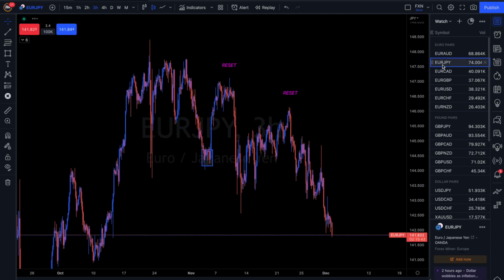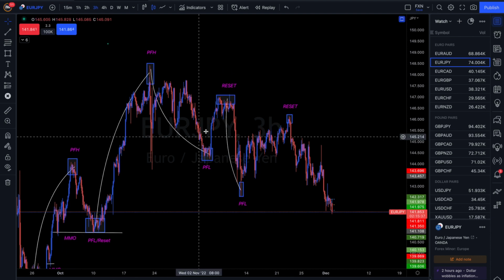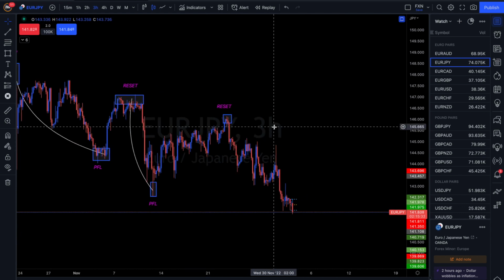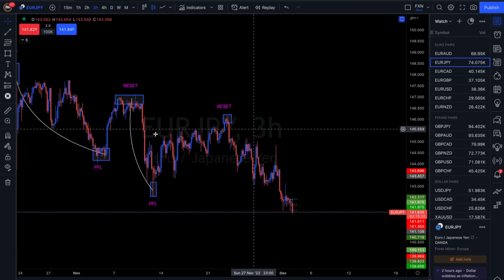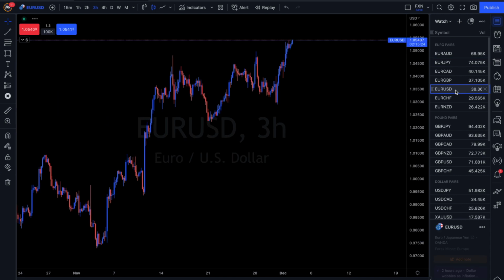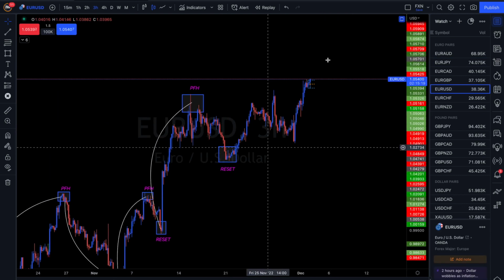Look for pairs that are coming off of brand new resets, brand new peak formation highs, brand new peak formation lows. So the best examples that I can give, guys, on that are happening right now are the USD pairs and JPY pairs, because they're all resetting or all coming off of brand new peak formations. So these are all very good pairs to be trading right now because you have plenty of room.